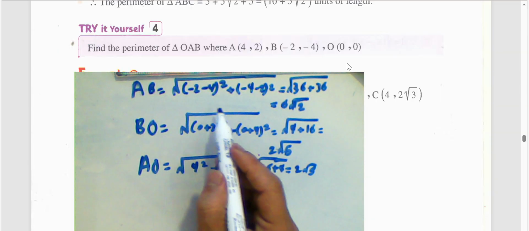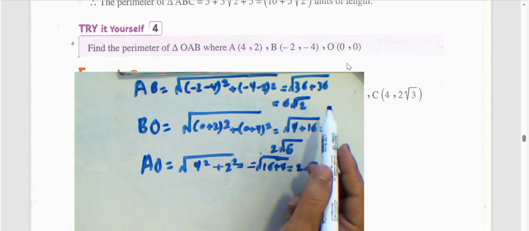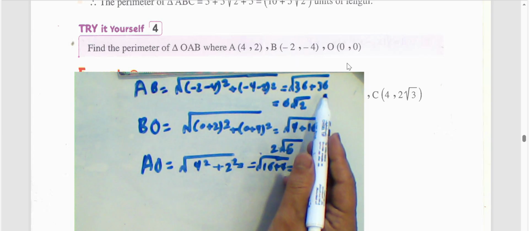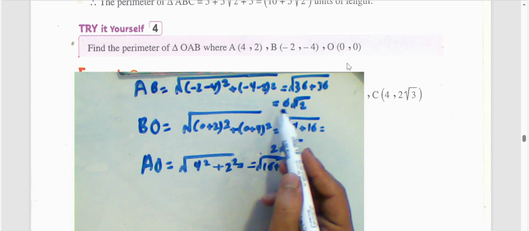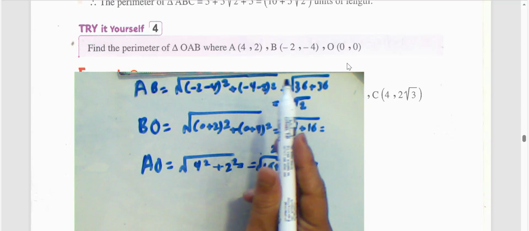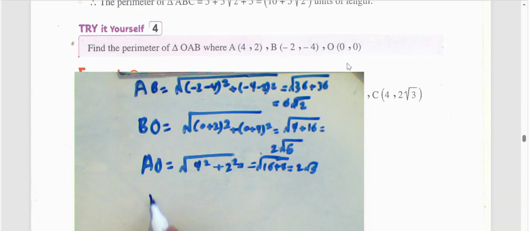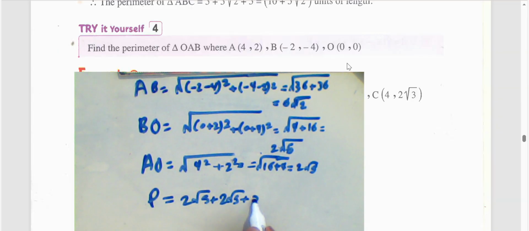And the first, we have -6 power 2 is 36, and -6 power 2 is 36, so we have 6 root 2 for AB. We can write again -2 minus 4 is -6, and -4 minus 2 is -6, giving 6 root 2. Then we can find the perimeter: 2 root 5 plus 2 root 5 plus 6 root 2. It will be 4 root 5 plus 6 root 2 length units.